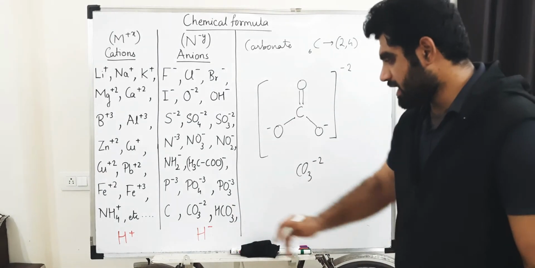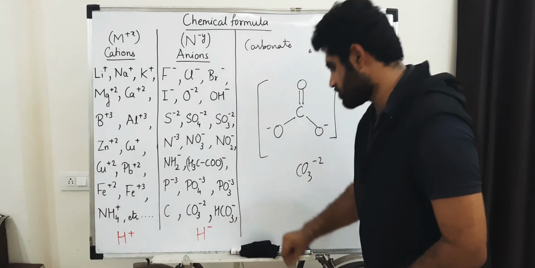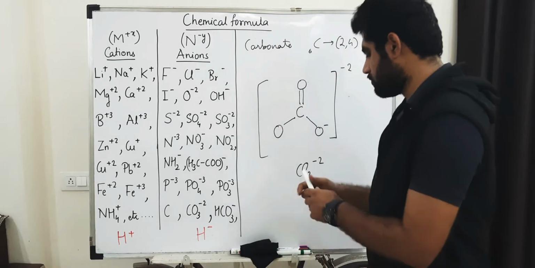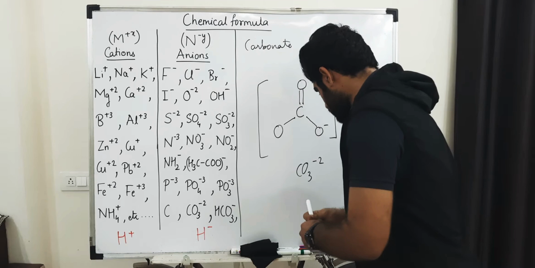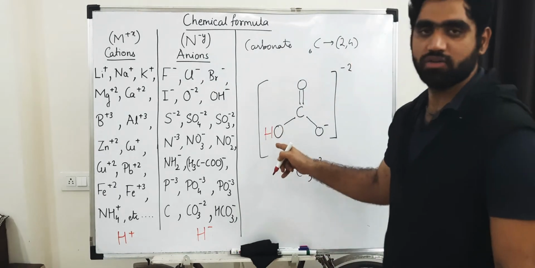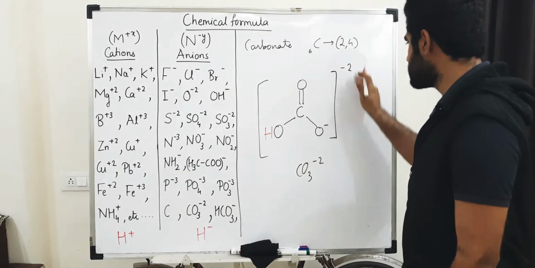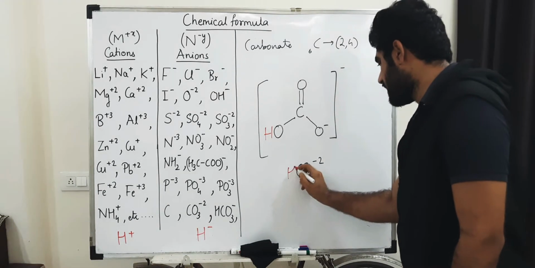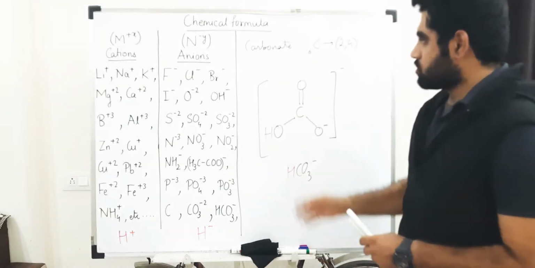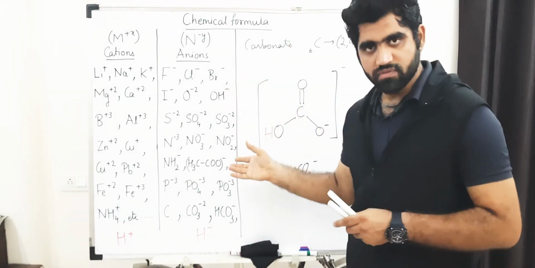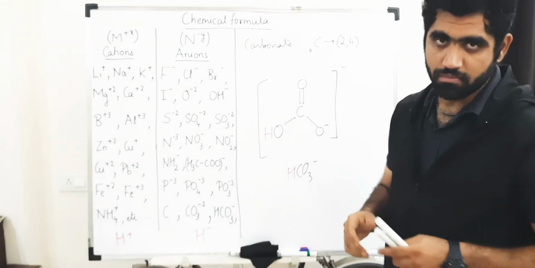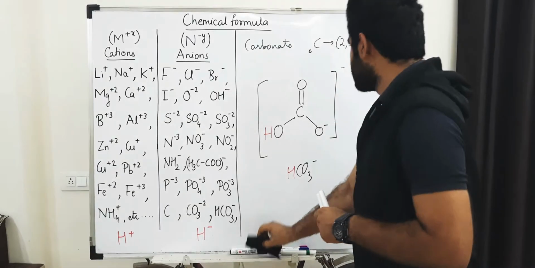If I talk about bicarbonate, that is HCO3, what will happen? Only this 1 negative will be moved out, and here hydrogen will be attached. Therefore, hydrogen has a single positive and oxygen has a single negative, balancing. So only one single negative remains. Therefore, HCO3 will be only minus. I'll just tell you the names of each of them so that it is easy for you to remember them or to form the compounds.